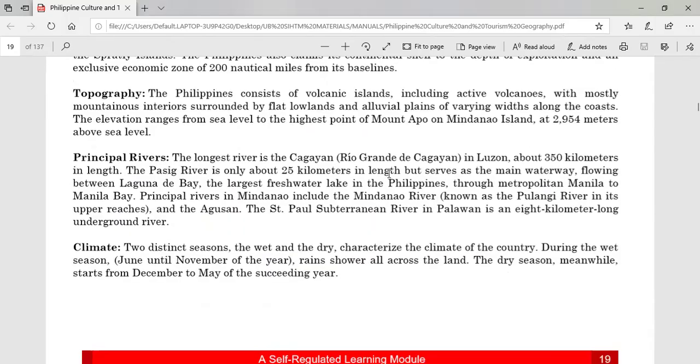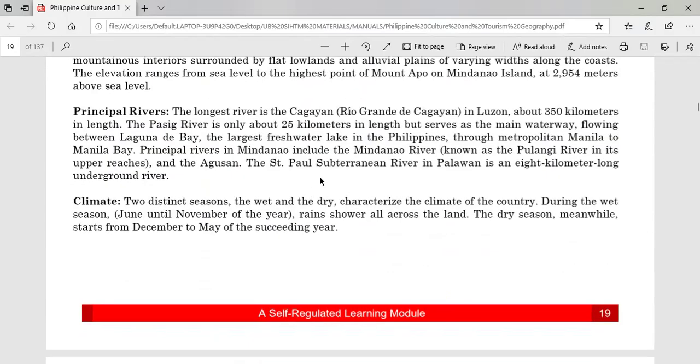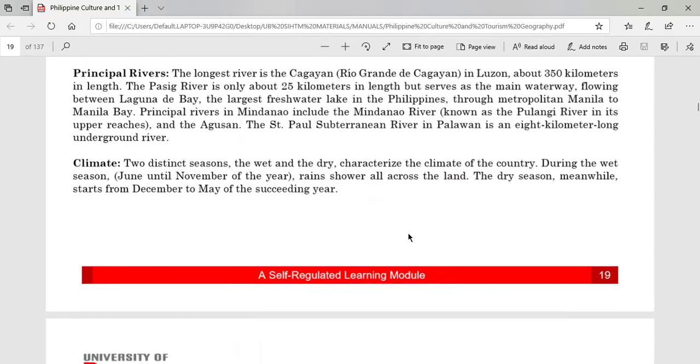All right. Right, we have our principal rivers as well. So the longest river is Cagayan or Rio Grande de Cagayan in Luzon, which, when we compare that river to Pasig River, the Pasig River is only 25 kilometers, and then the Cagayan River is 350 kilometers in length. All right. So we also have the St. Paul Subterranean River in Palawan, which is an 8-kilometer long underground river.